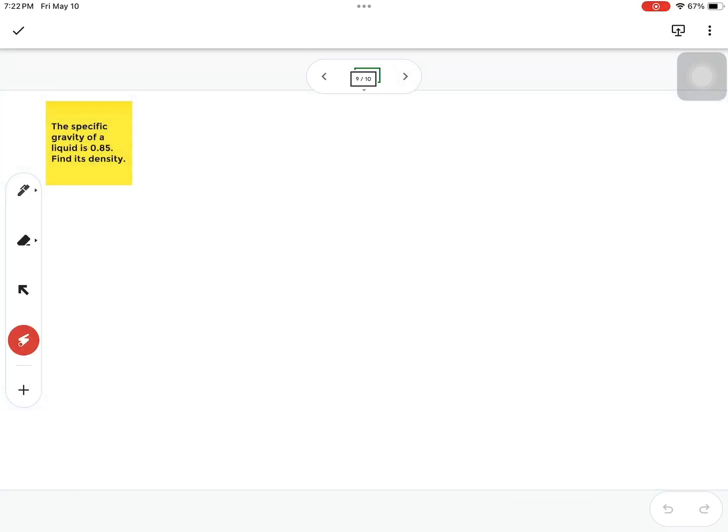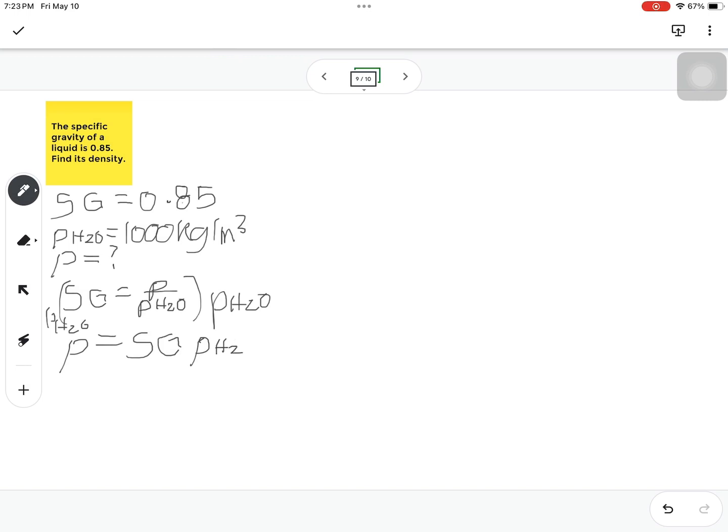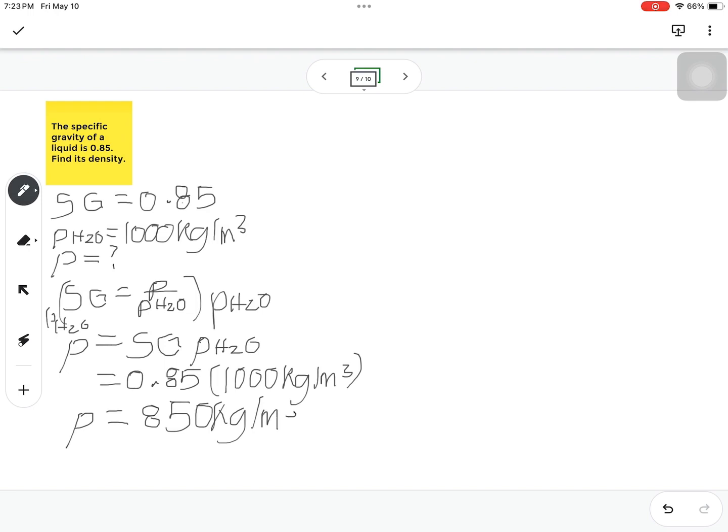Next, the specific gravity of a liquid is 0.85. Find its density. Since our specific gravity is 0.85 and the density of water is 1000 kg per meter cube, we need to find the density of the liquid. To do this, we can just rearrange the formula of specific gravity by multiplying both sides of the equation by the density of water, which results in the density of the liquid equals specific gravity times density of water. So it is 0.85 times 1000 kg per meter cube, and the answer to this will be 850 kg per meter cube. This is the density of the liquid.